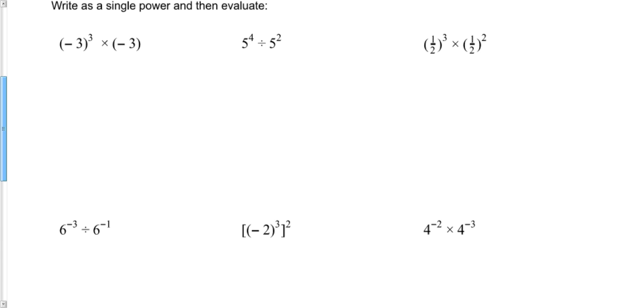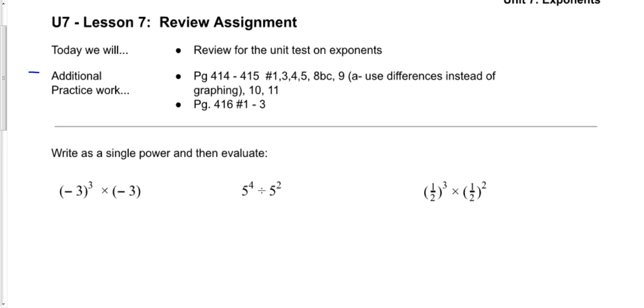When you have powers with the same base that are being multiplied, you add the exponents. When you have powers with the same base that are being divided, you subtract. When they are powers of a power, you multiply the exponents. When they're negative exponents, then you flip the base, and that makes the exponent positive, and any number to the power of 0 or to the exponent 0 is equal to 1. So let's take a look at this first example.